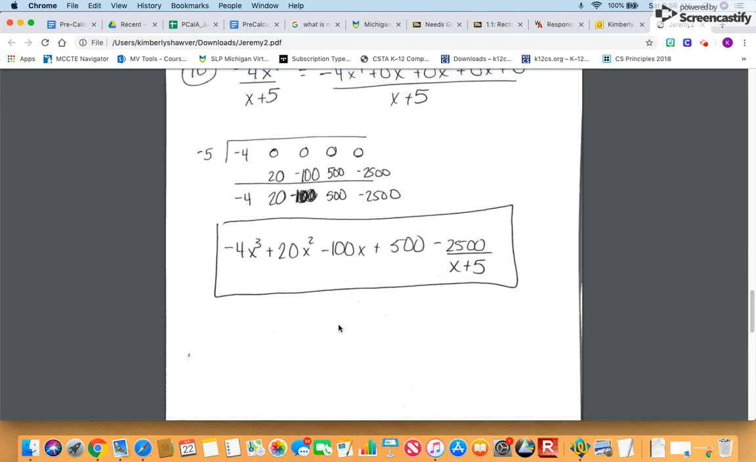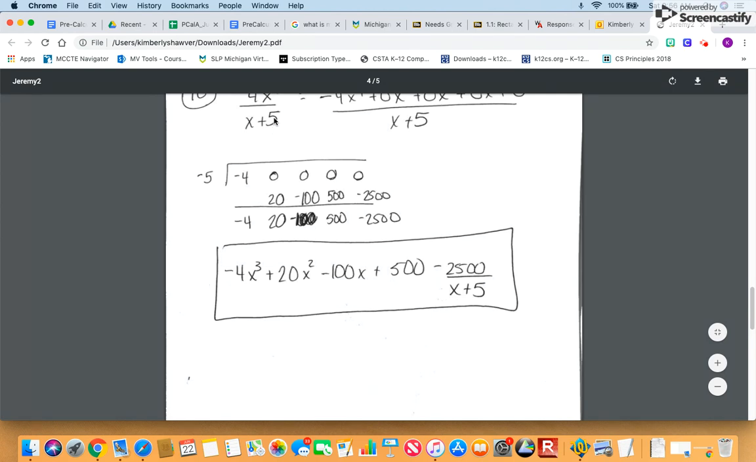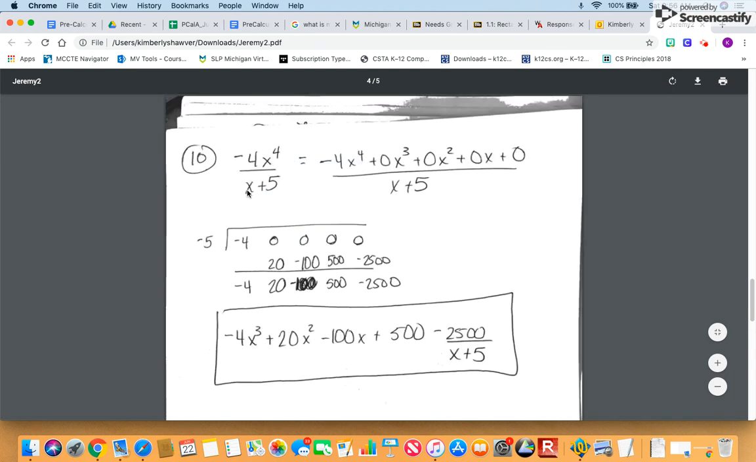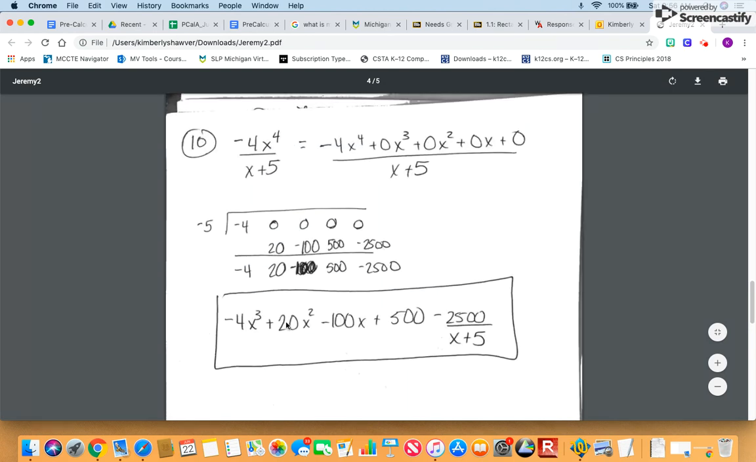So then again, since I have a 4th order polynomial divided by a 1st order polynomial, I know I'm going to get a 3rd order polynomial as my answer. So this is the coefficient in front of x to the 3rd, x squared, and then x, the constant, and then this is my remainder term here.